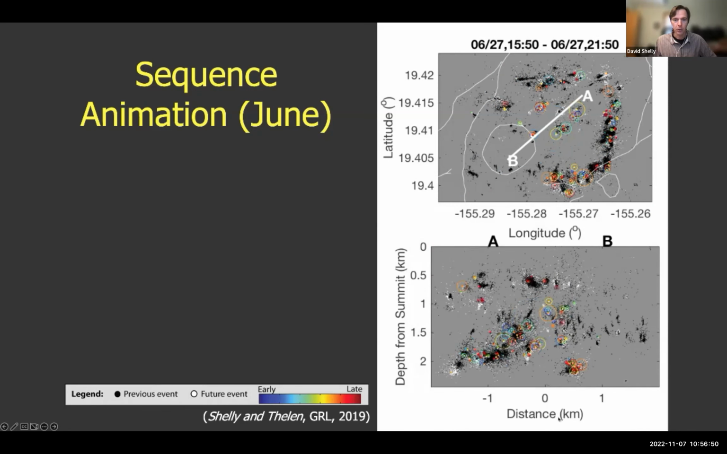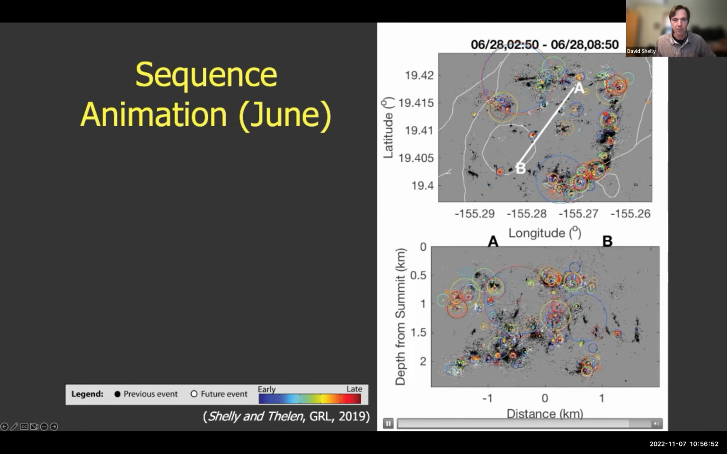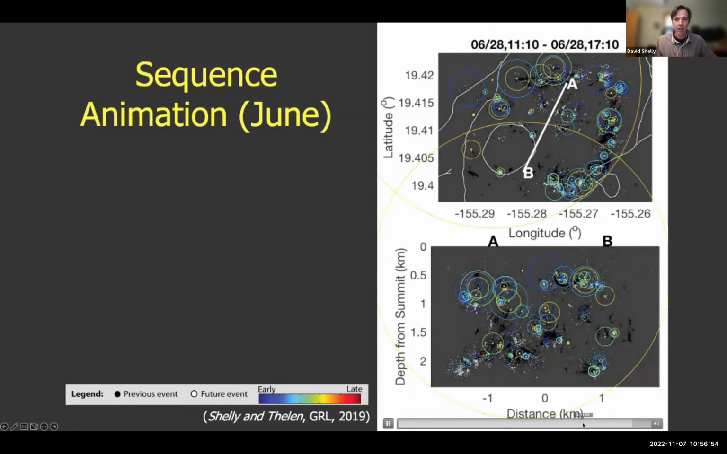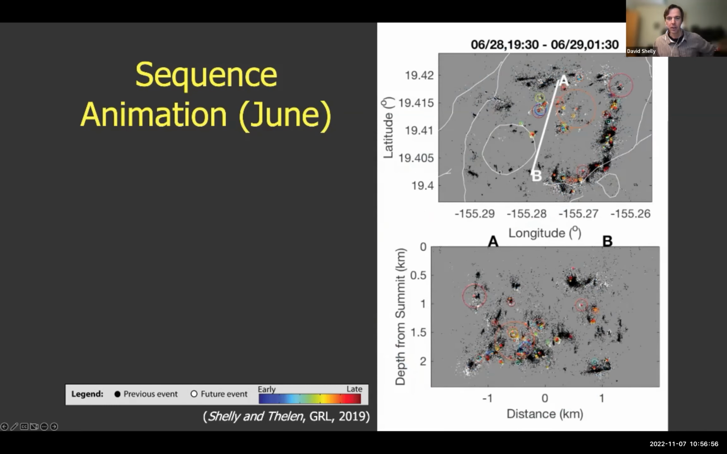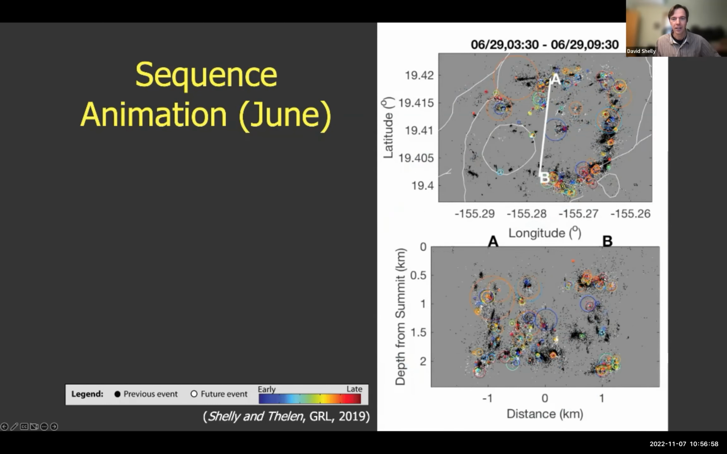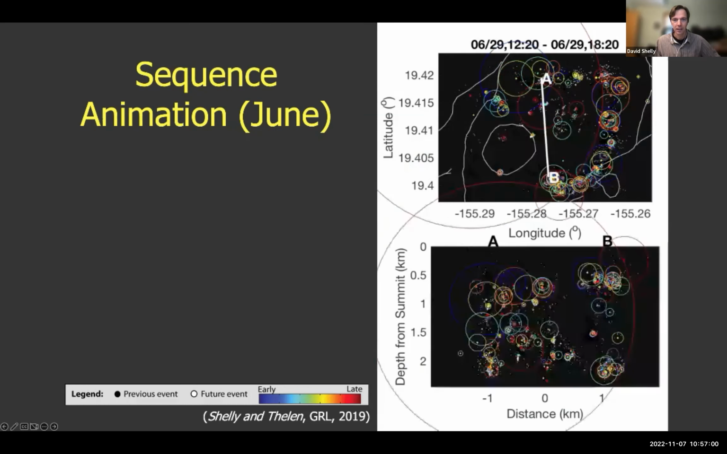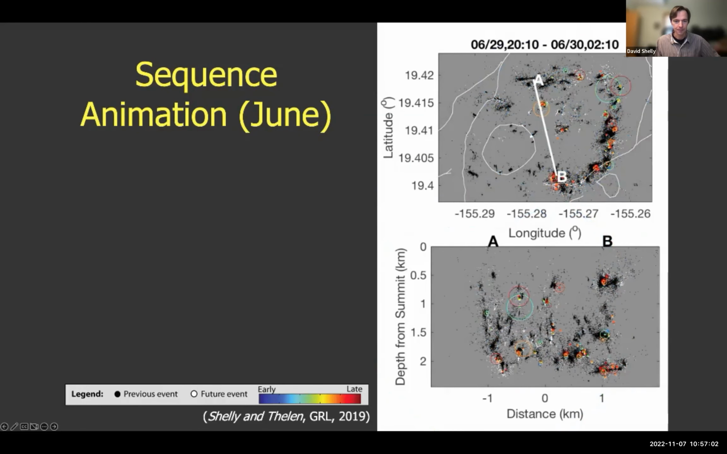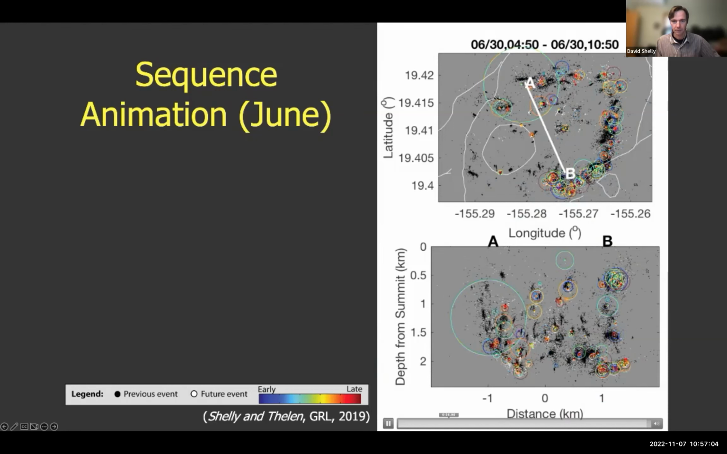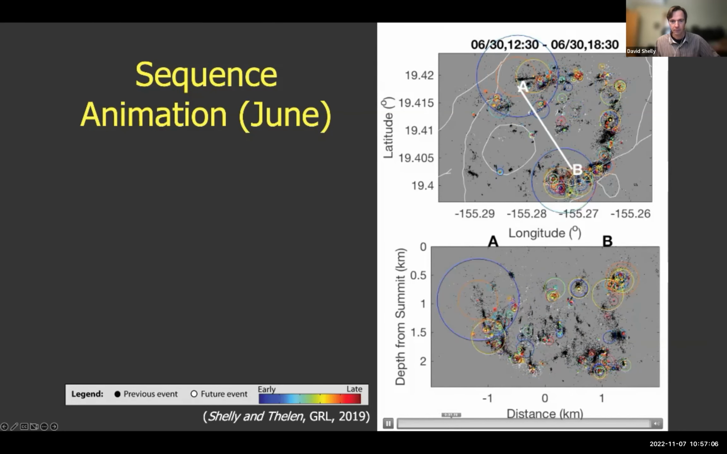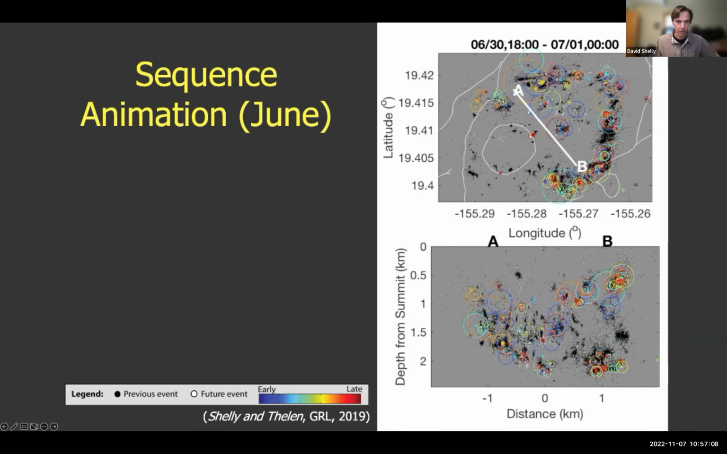You can see just these rings of repeated seismicity, similar magnitudes happening over and over in the same place. So this doesn't go through the entire eruption. I think this animation stops at the end of June, but you can imagine a whole other month of similar activity like this. Just a huge amount of seismicity.